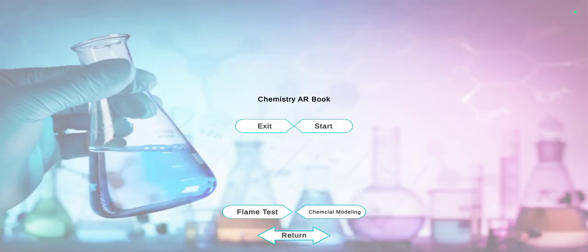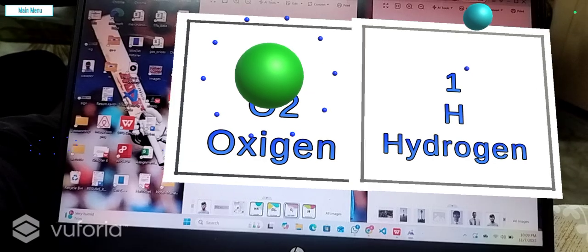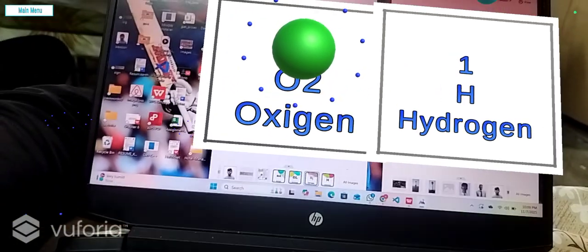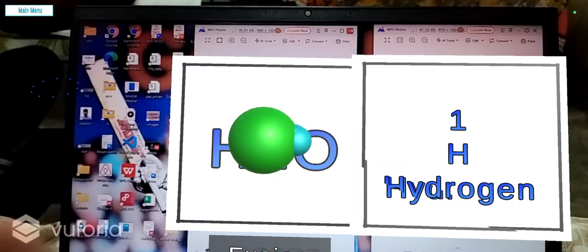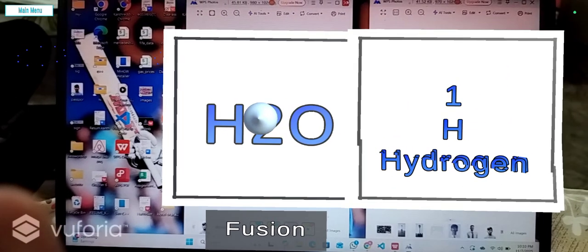Okay, now I'll move on to water. Hydrogen plus oxygen gives rise to, okay, just like chemical bonding. As you can see, H2O, fusion happens and the water droplet is formed.